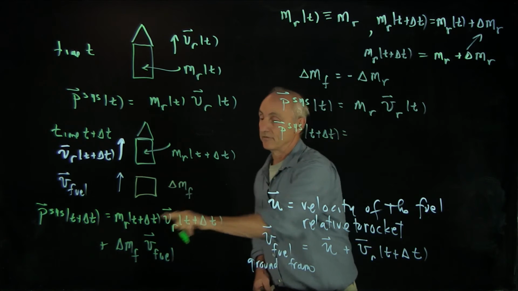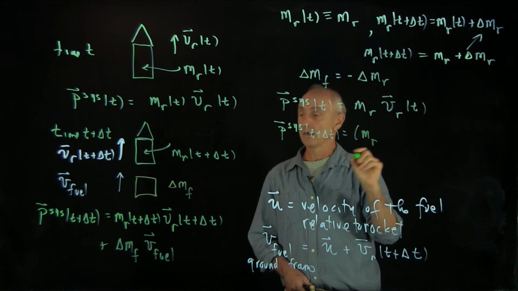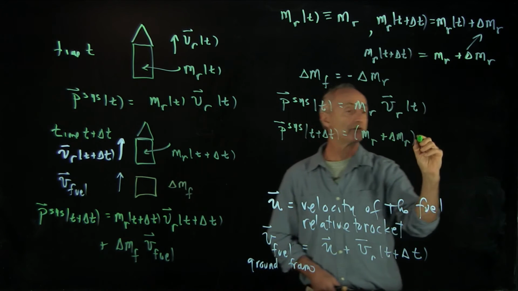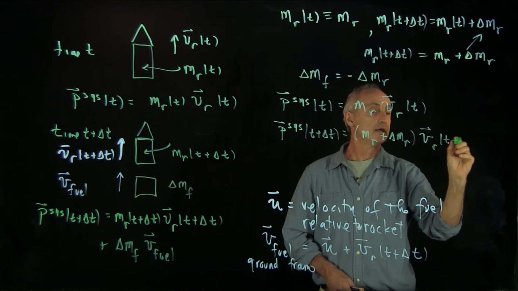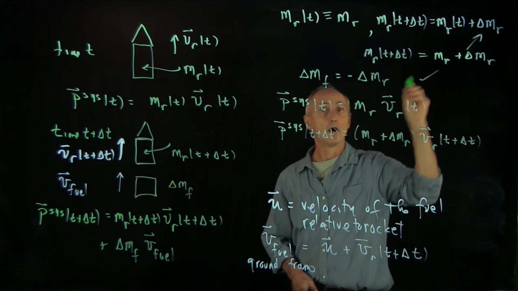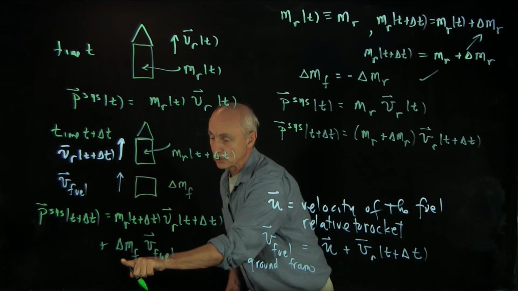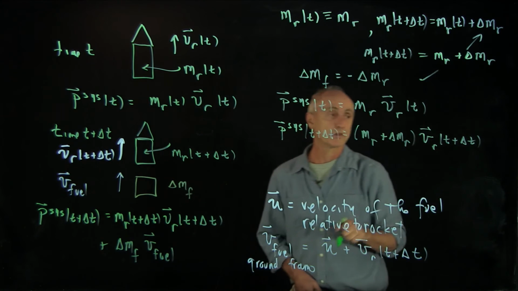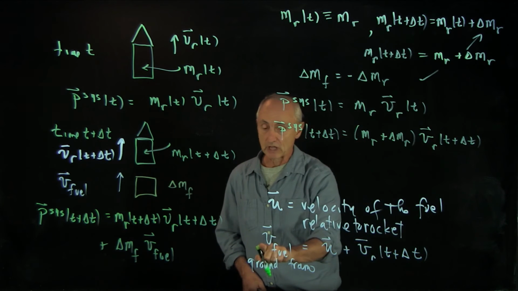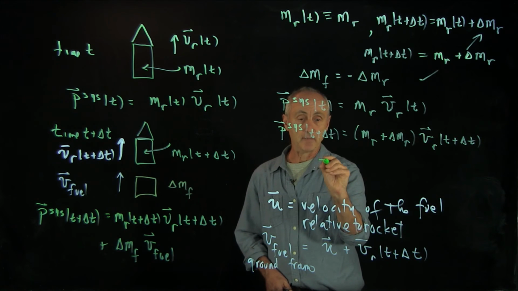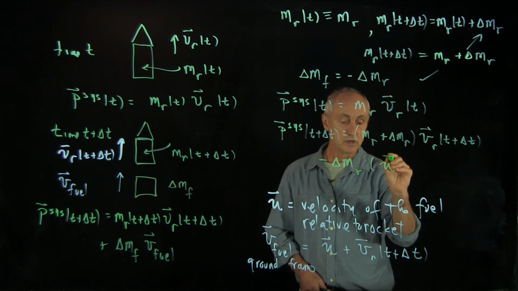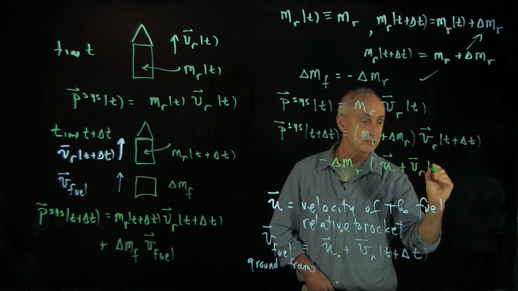Well, we have the first piece, which is m_r plus delta m_r times the velocity of the rocket at time t plus delta t. Now, be careful here because we're going to use our conservation of mass condition to replace delta m fuel with minus delta m rocket, and we'll use our expression for the velocity of the fuel in the ground frame of the rocket. So we have minus delta m rocket times the velocity u plus v_r of t plus delta t.